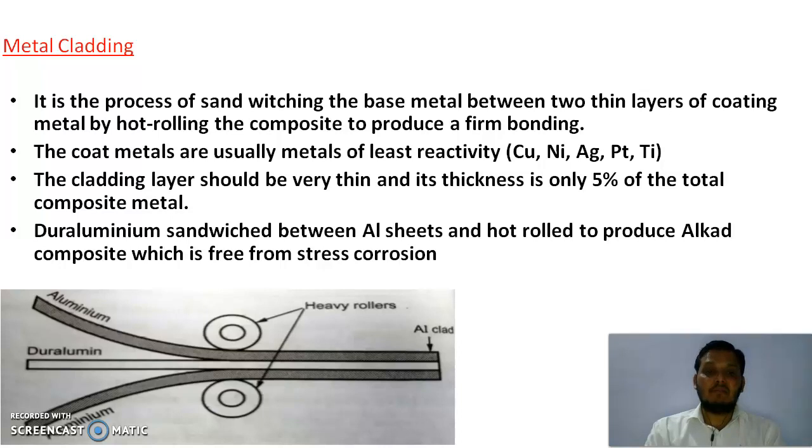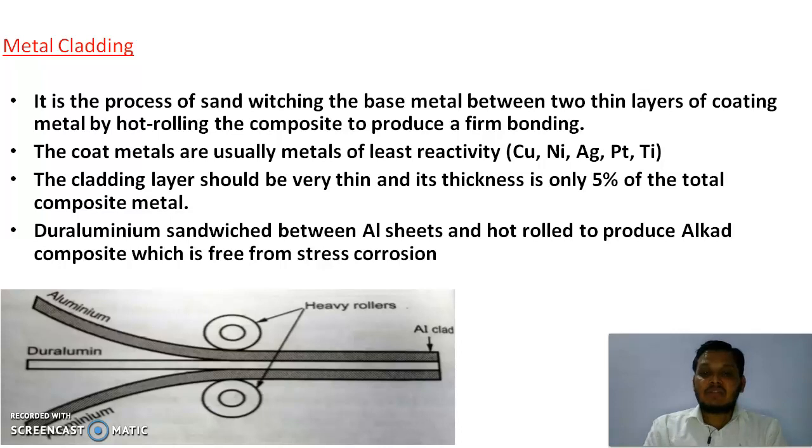Metallic cladding. The coat metals are usually metals of least reactivity, mostly copper, nickel, silver, platinum, titanium, vanadium, chromium, copper. This type of metal gets coated over it. Even cupronickel alloy, solder alloy can also be coated, right? The cladding layer should be very thin and its thickness is only 5% of the total composite metal, right?